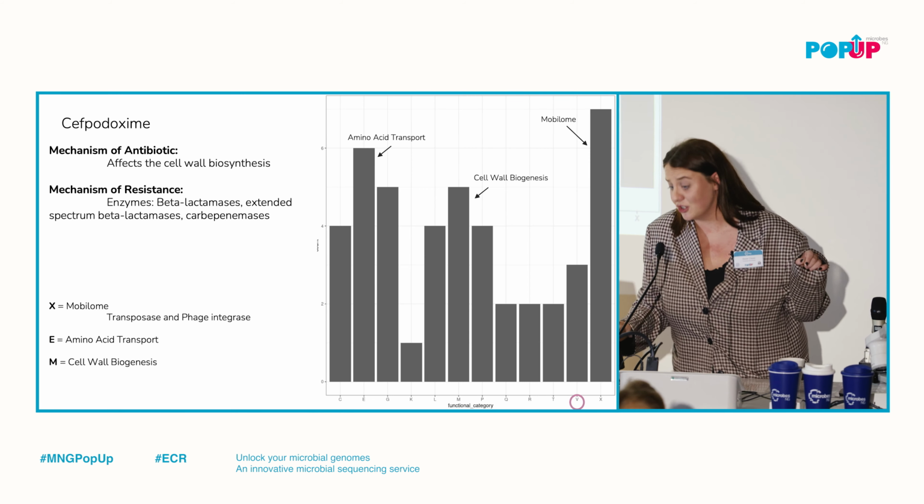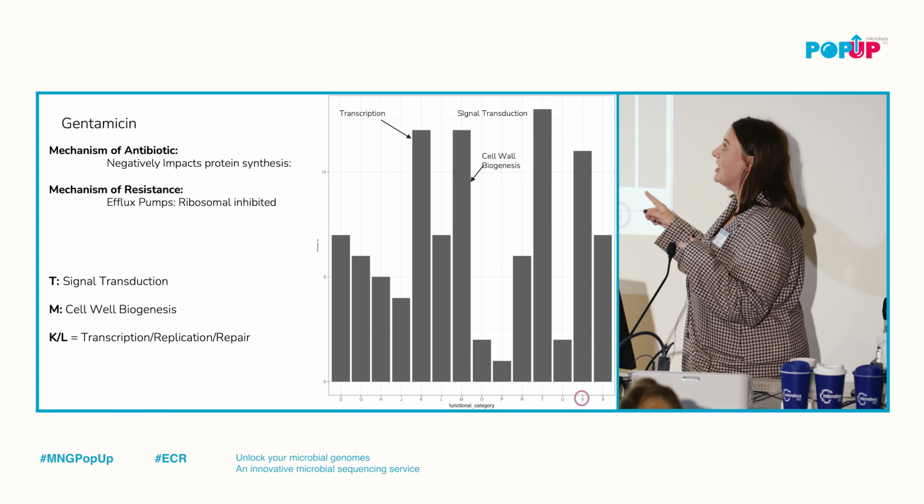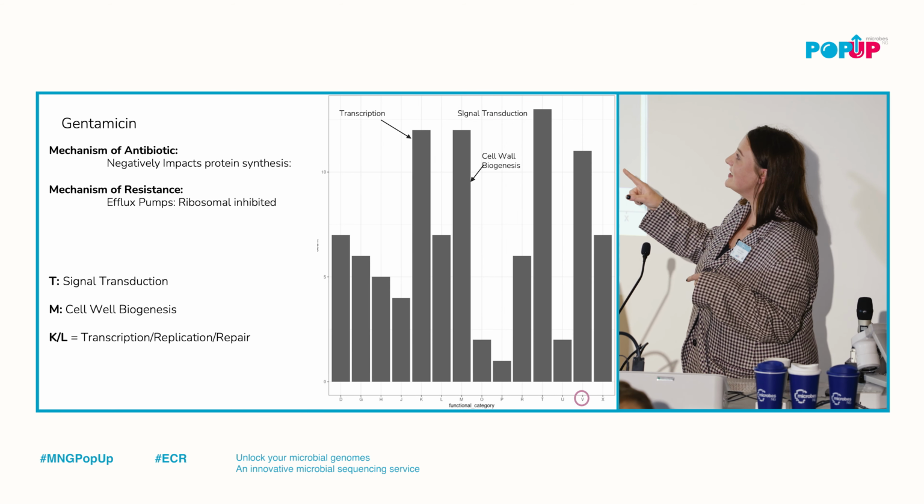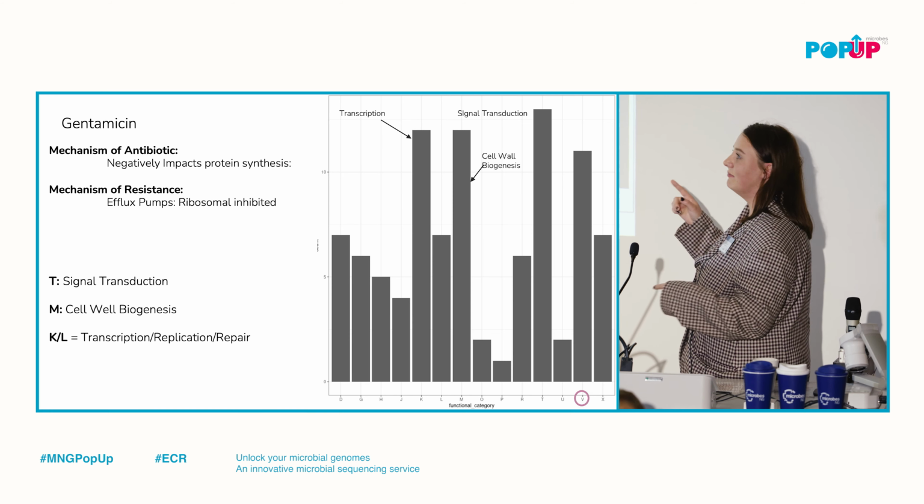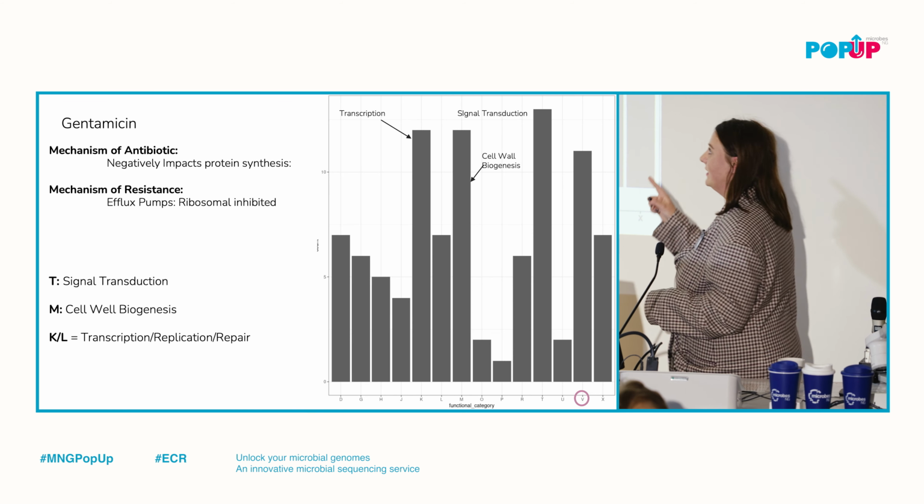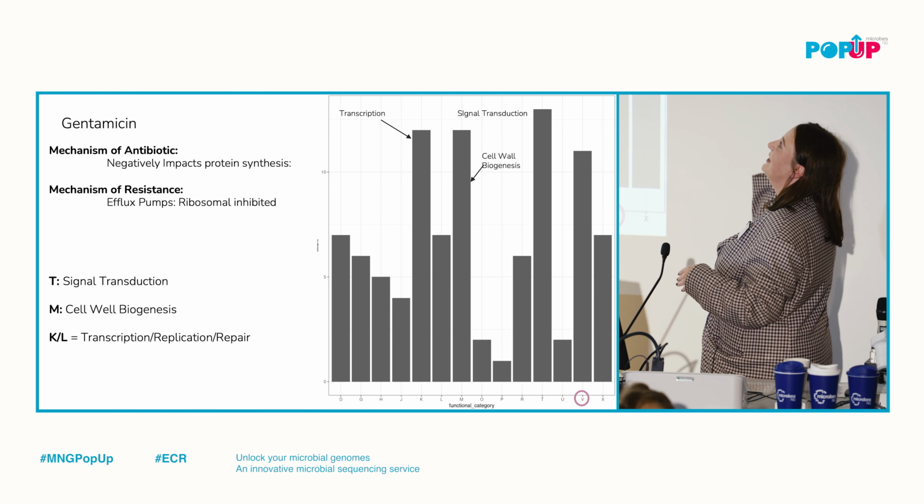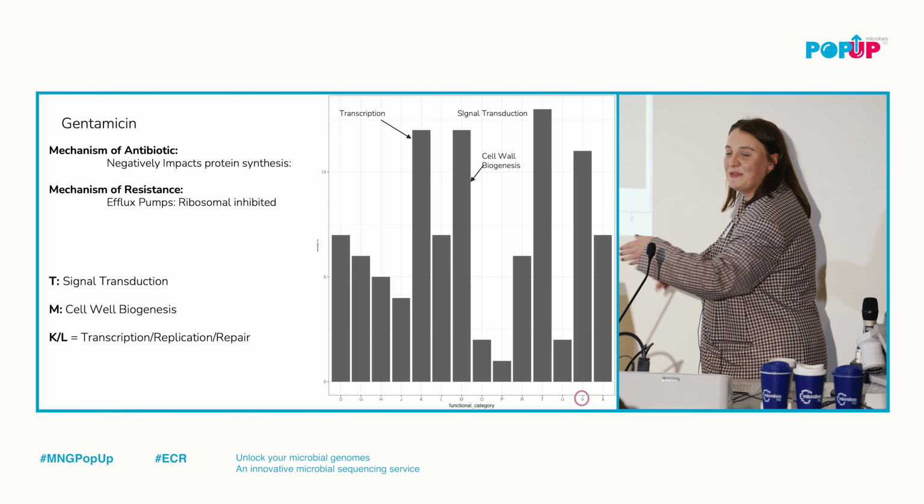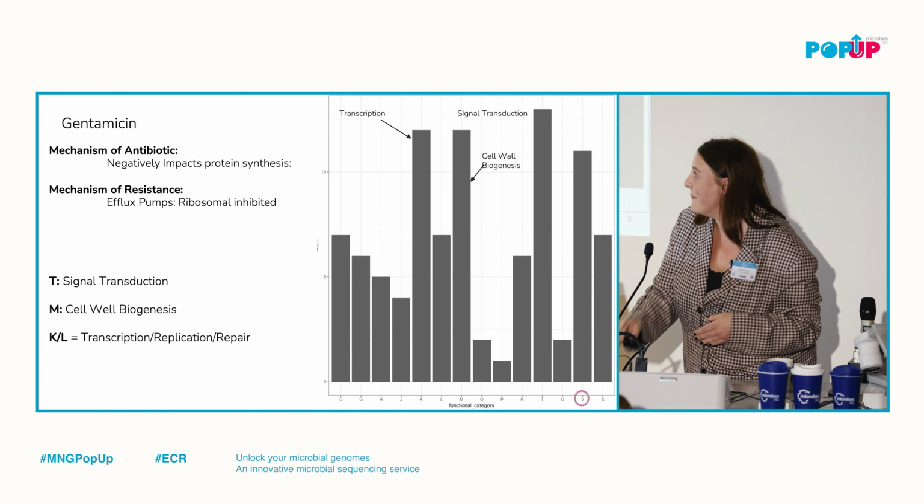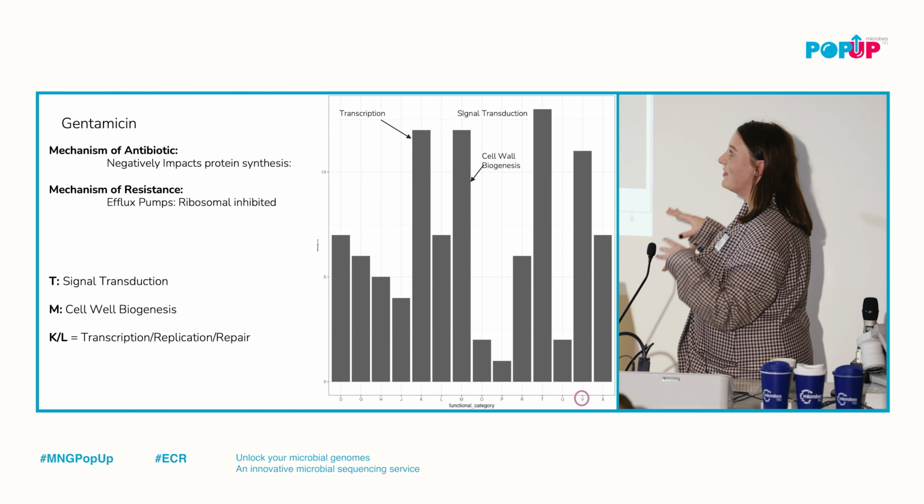We're going to fly through it because I've got 2 minutes left. We look at gentamicin, which negatively impacts protein synthesis. It does it through ribosomal inhibition. Don't exactly know how. Efflux pumps, again, signal transduction, cell wall biogenesis, transcription, all associated with that phenotype.